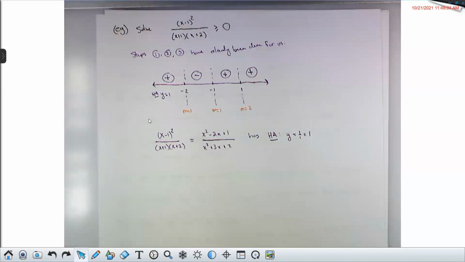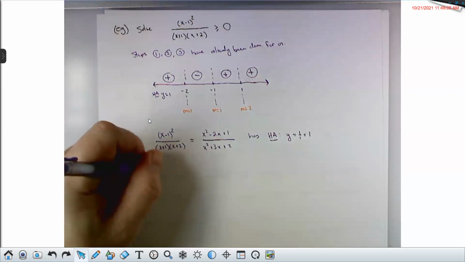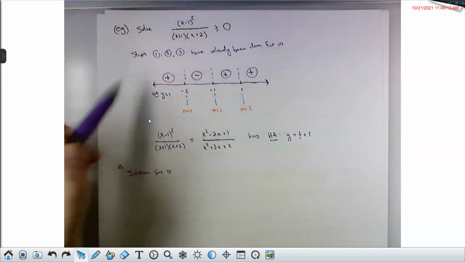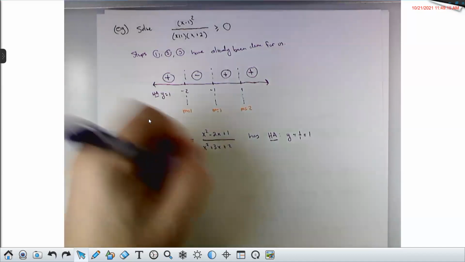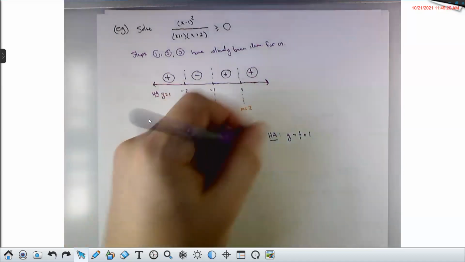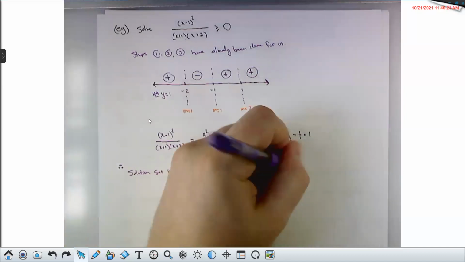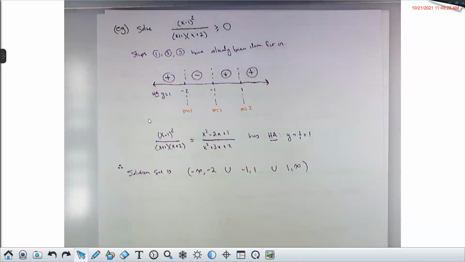So what's my solution set look like? From -infinity up to -2, union with -1 to 1, union with 1 to infinity. And the same bracket, parentheses question needs to be answered here as in the other one.